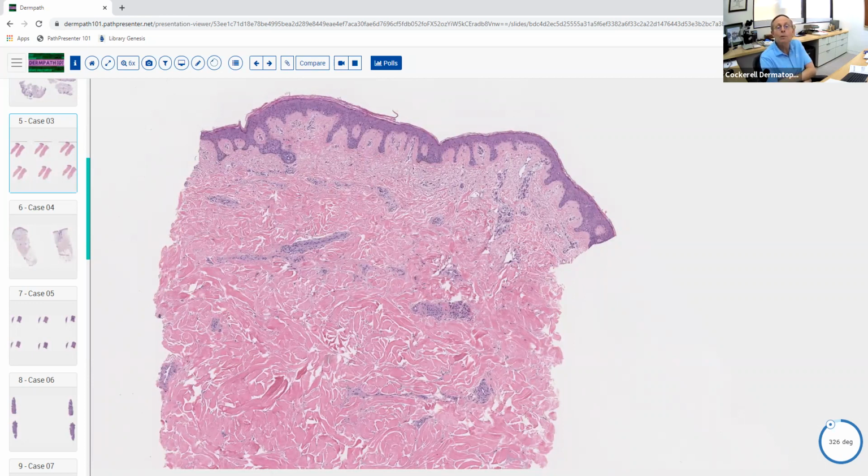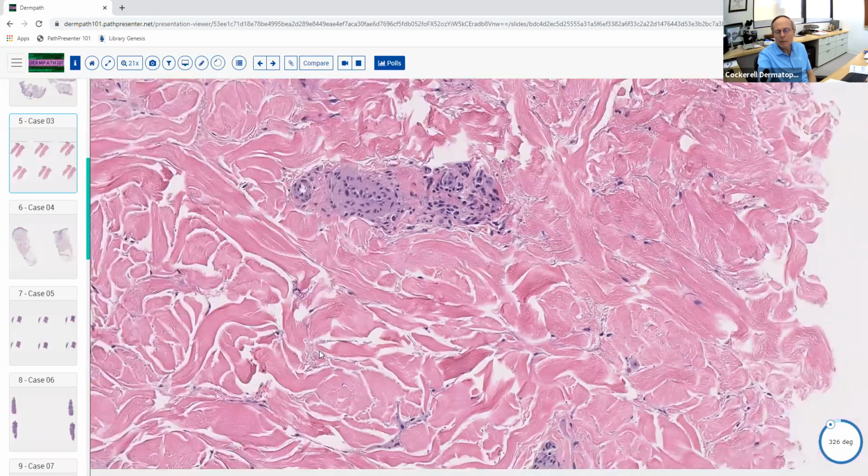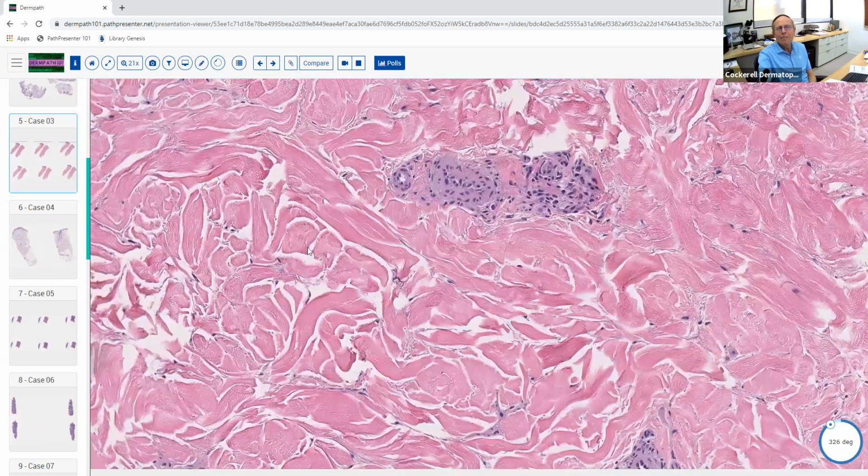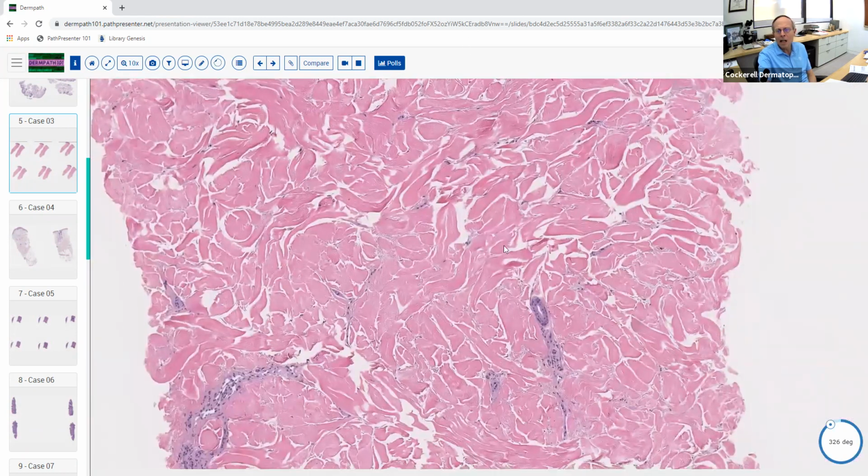But this is what happens when you look under the microscope. So it's mainly just markedly thickened dermis that's way, way too thick. And you're supposed to see mucin between the collagen bundles. But I can tell you that the mucin that we see in scleredema is minimal. It's not really dramatic. The main changes are just the marked thickening of the collagen bundles.